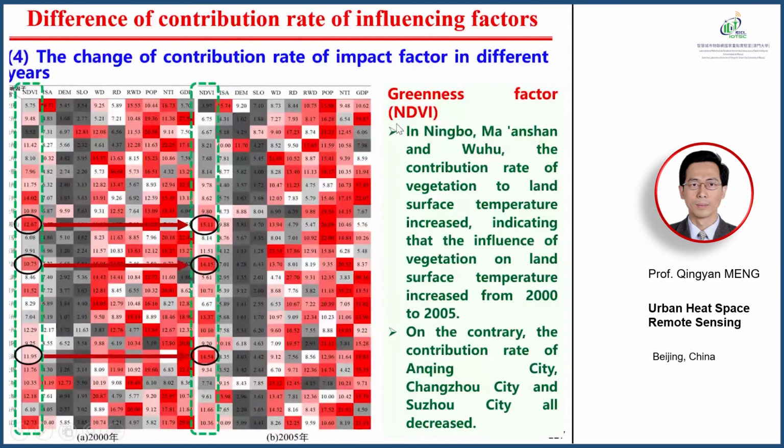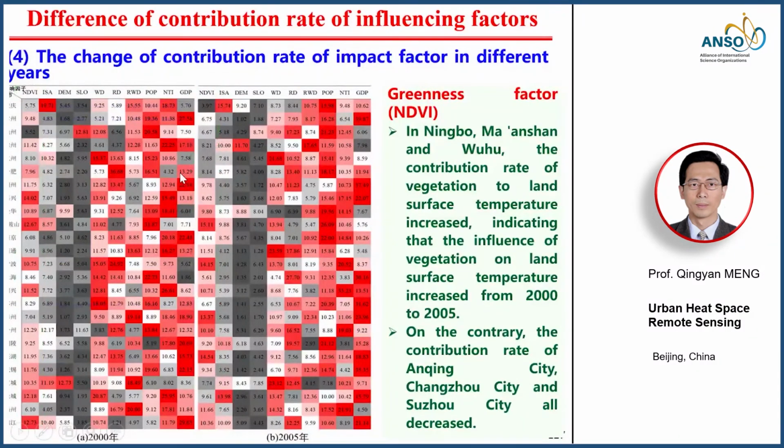For the green factor, NDVI, in Ningbo, Ma'anshan, and Wuhu, the contribution rate of the vegetation to the land surface temperature increased, indicating the influence of the vegetation on the land surface temperature increased from 2000 to 2005. On the contrary, the contribution rate in Anqing, Changzhou city, and Suzhou city all decreased.